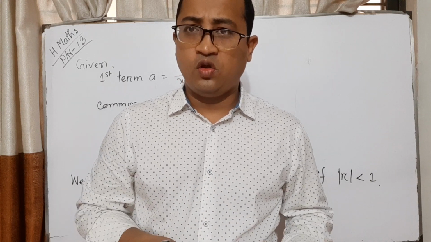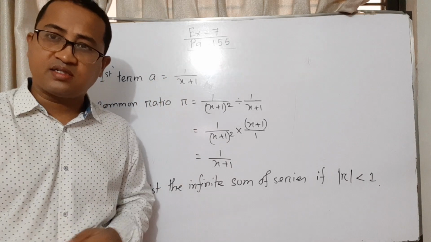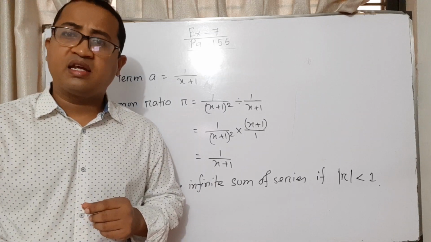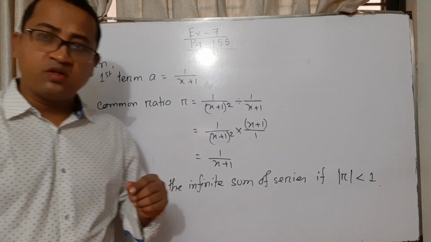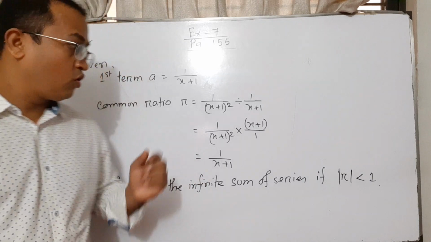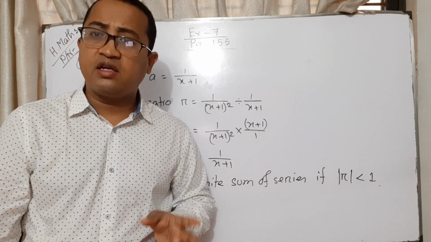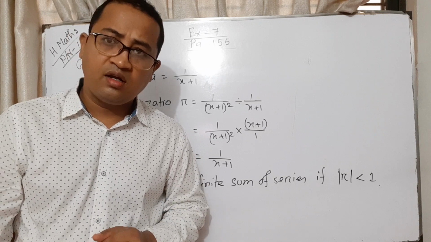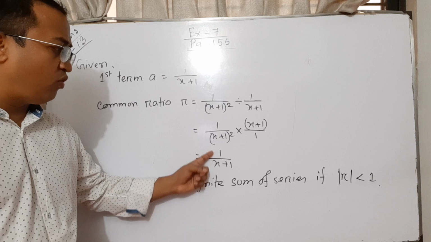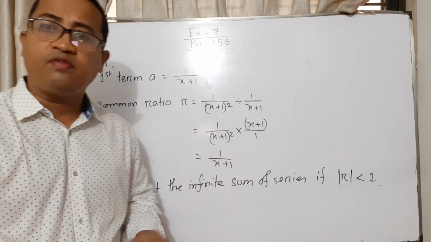So let's start. Look at the board. Given first term a equal to 1 by (x plus 1). Look at the question. The first term is 1 by (x plus 1) and the second term is 1 by (x plus 1) whole square. So what is the common ratio? Common ratio is equal to second term divided by first term. We can divide any two consecutive terms to find the common ratio. So if you divide this, you will get 1 by (x plus 1). This is the common ratio, that is the value of r.